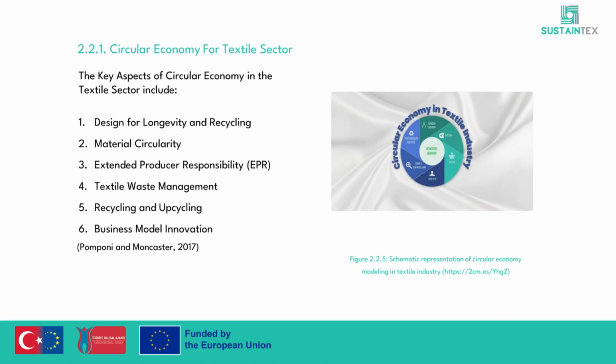The key aspects of circular economy in the textile sector include: 1. Design for longevity and recycling. 2. Material circularity. 3. Extended producer responsibility, EPR. 4. Textile waste management. 5. Recycling and upcycling. 6. Business model innovation.